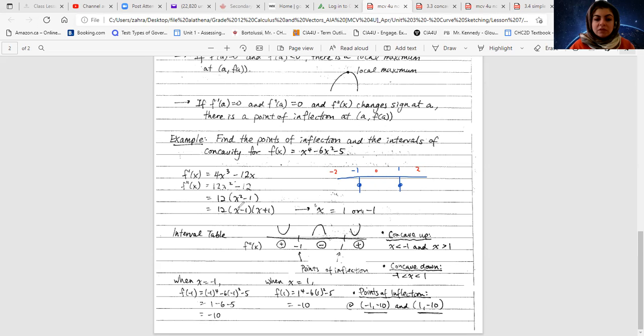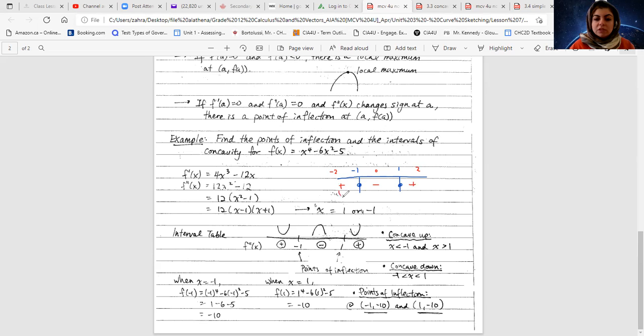If you put 0 here, 0 minus 1 is negative, 0 plus 1 is positive. Positive multiplied by negative is negative. And if you put negative 2, negative 2 minus 1 is negative 3, negative 2 plus 1 is negative 1, negative multiplied by negative is positive. You put 2 here, 2 minus 1 is positive, 2 plus 1 is positive, positive times positive is positive.